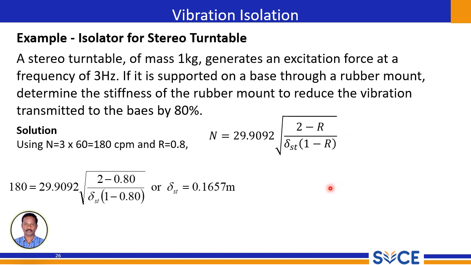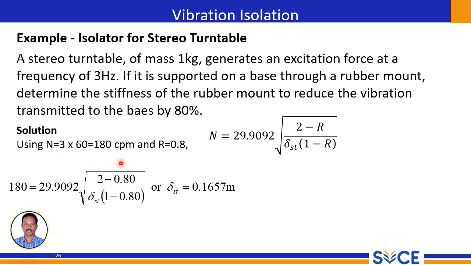First, calculate the excitation frequency in CPM. We know that f is 3 Hz, which means 3 cycles per second. To convert this into CPM, we multiply by 60. That is 3 Hz times 60 seconds per minute equals 180 CPM.